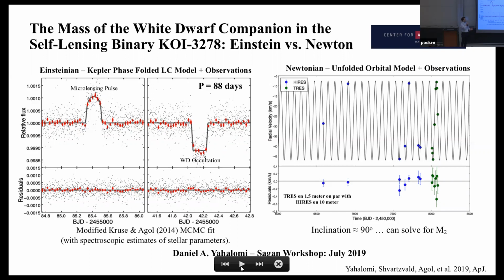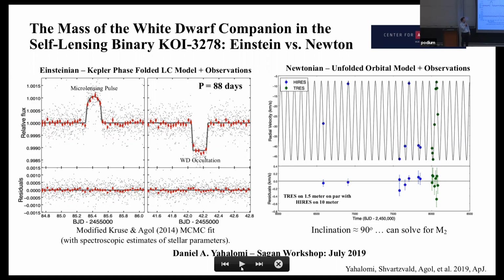So the system is a white dwarf that orbits a G-star. And it's called a self-lensing system because as the white dwarf passes in front of the G-star, it gravitationally lenses the light. When it passes behind, you get a white dwarf occultation that mimics a transit signal. So in 2014, this was the first self-lensing system that was discovered, by Ethan Kruse and Eric Agol. At the time, they only had Kepler photometry, so they created an Einsteinian gravitational model of the system.